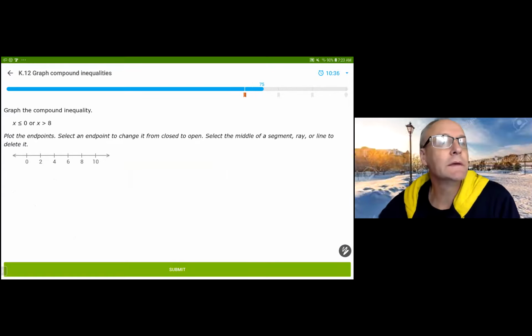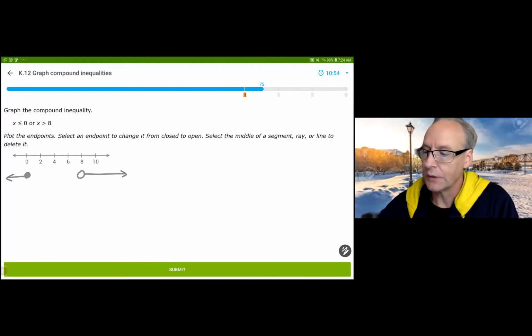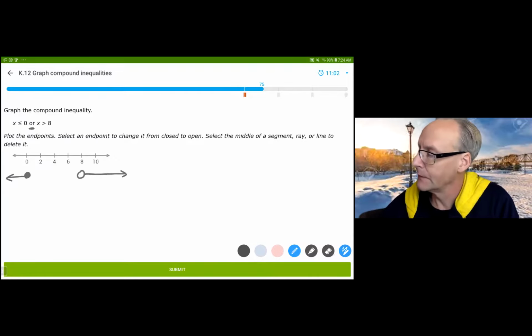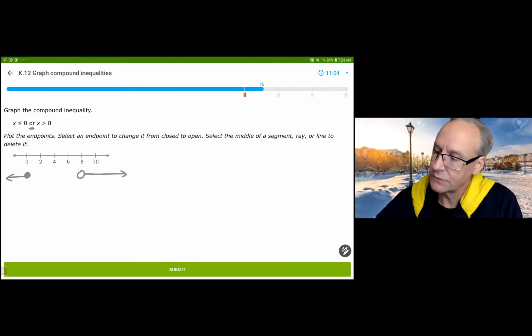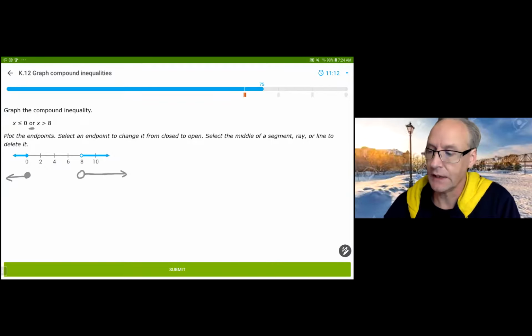This one is x is less than or equal to 0, and x is greater than 8. So this time we have an "or" in there. It means that either one of them could be true, so we have to include everything. This one goes from here all the way out. This one is all the way out to infinity, but not including 8. Looks good.